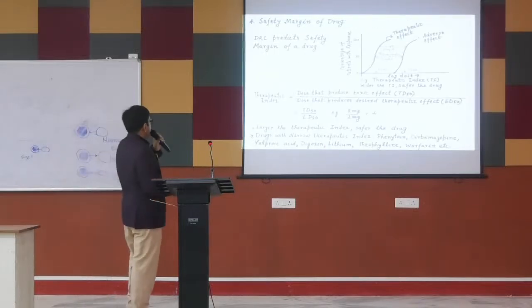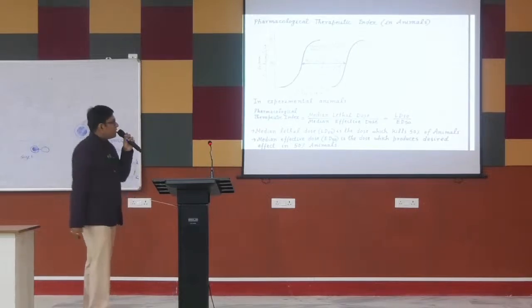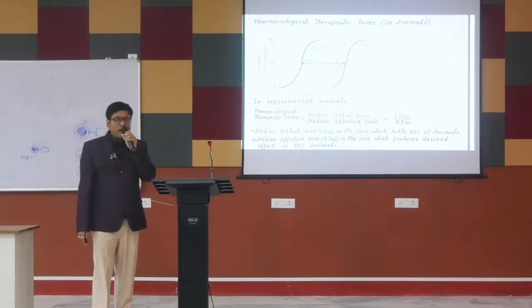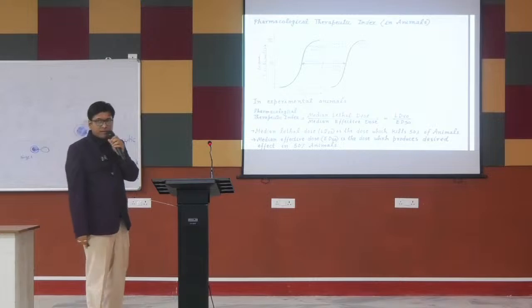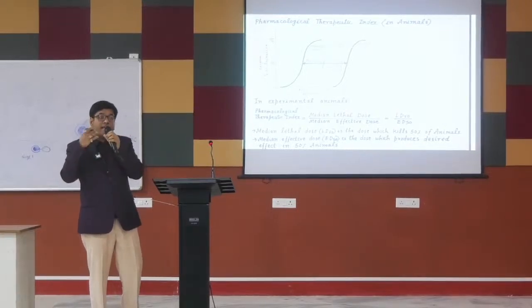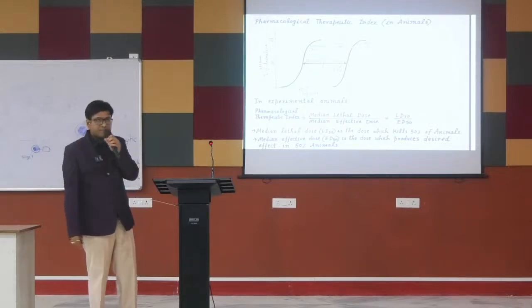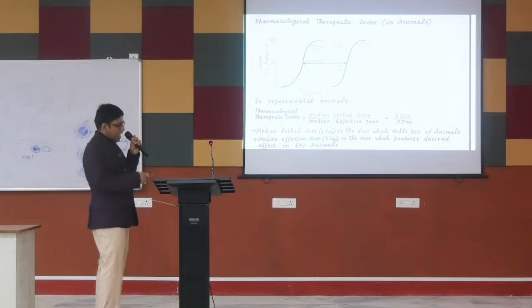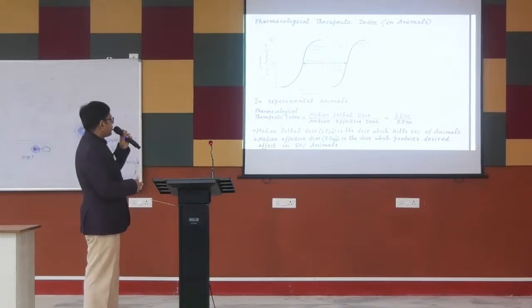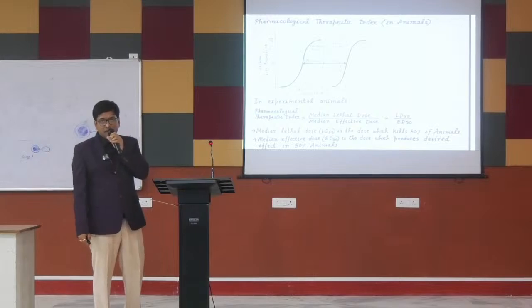Now, this is therapeutic index in human beings. There is another thing called pharmacological therapeutic index. While doing animal experiments, we also want to find out what dose is producing death in animals. We cannot do that in humans. We cannot give that high dose in humans that death will occur. But in animals, we do try and find out the lethal dose. And we see how much of the drug is lethal.